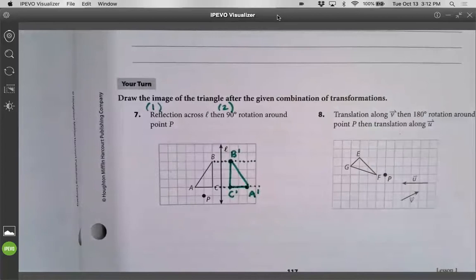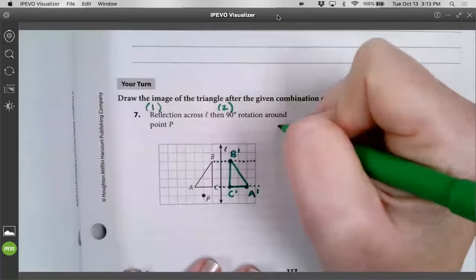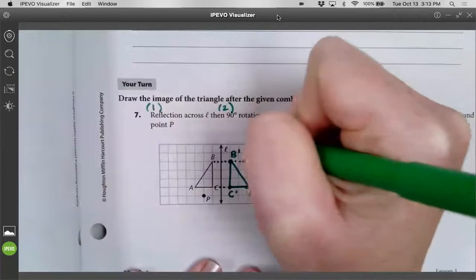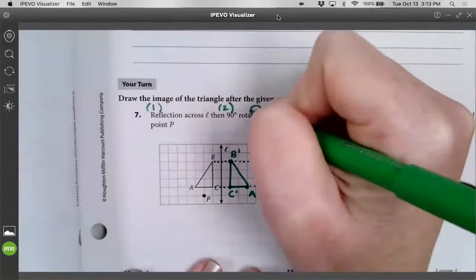So our second change is a 90 degree rotation around point P. A rotation always follows the pattern YX, XY, YX: negative first, negative both, negative last. We make those into points. And these are 90, 180, and 270 going down on the left, and then up on the right, 90, 180, and 270. The left side spins left, the right side spins right, and that's how we do all of our rotations.